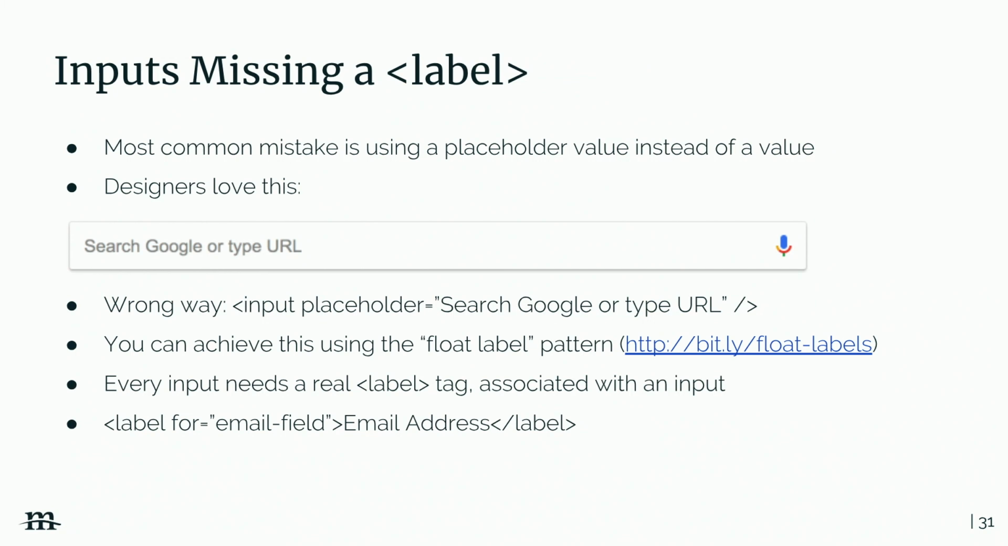All right, mistake number 4, not including a label with an input. So I mentioned this earlier. The most common way that I see this happening is designers love to use the placeholder attribute. I won't say every designer, but most designers I've worked with love placeholders. Obviously it's common, Google uses it, so that's the pattern where you have some text inside the input instead of text outside the input.